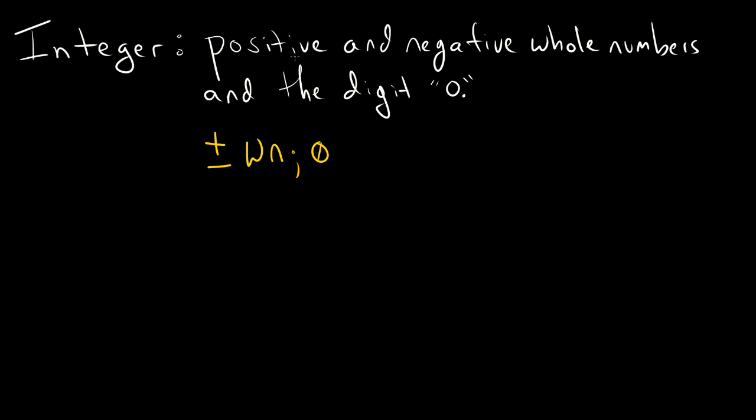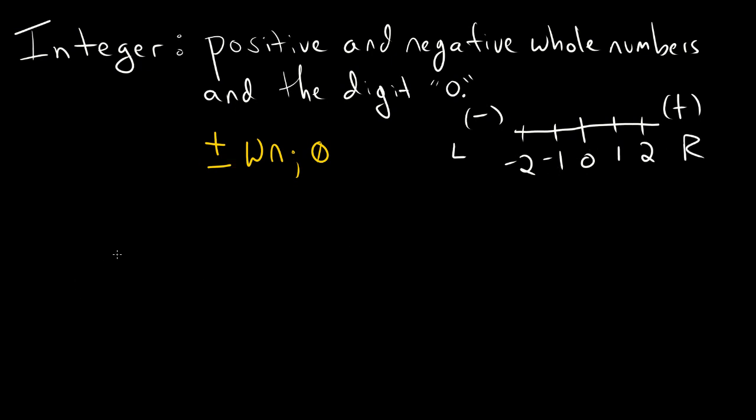And so when we're talking about positive and negative whole numbers here, we're talking about numbers that are both on the left side of 0 in the negative and on the right side of 0 in the positive. So if I have a number line here, and I have 0, 1, 2, and I have -1, -2. As you can see here, this is the negative side here on the left. This is the positive side here on the right. And each of these values that are at the marked lines are whole numbers.